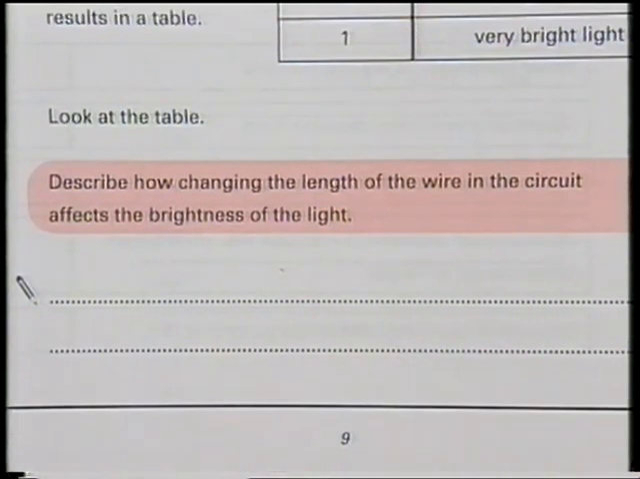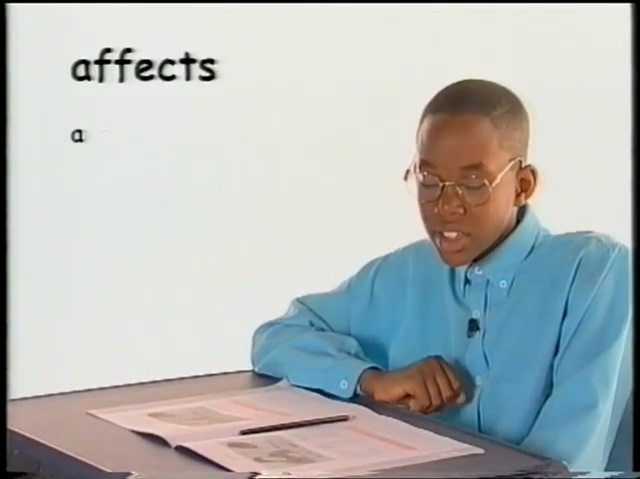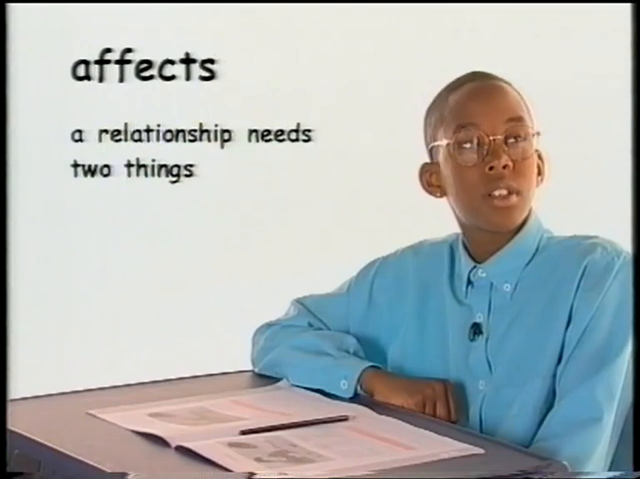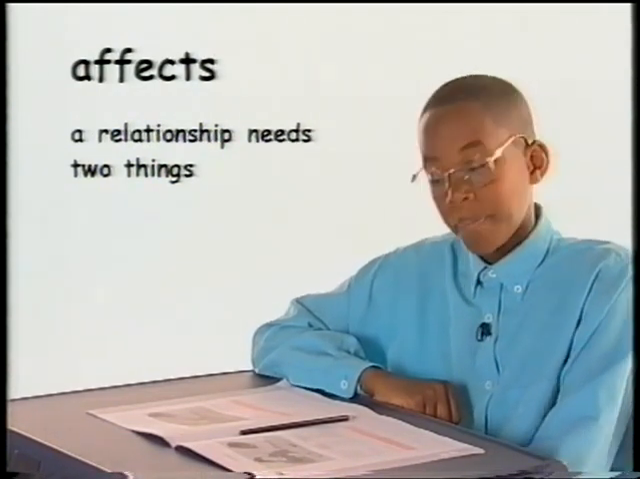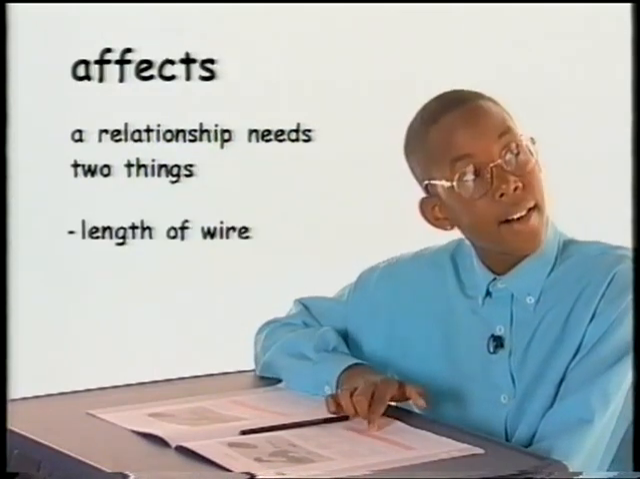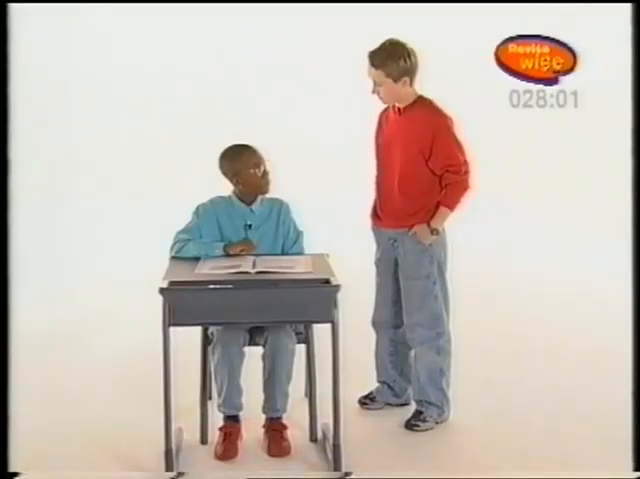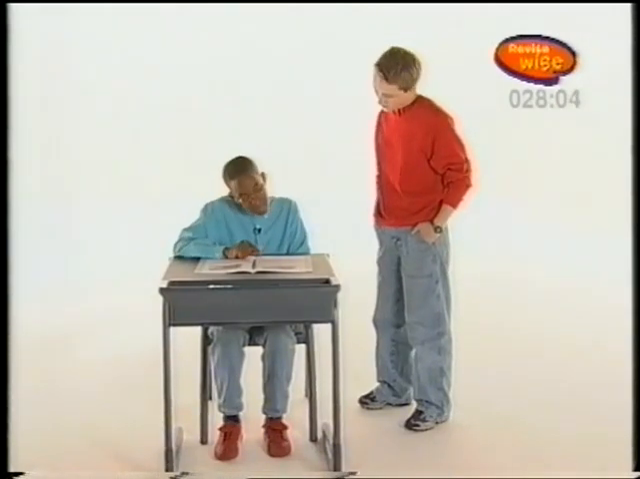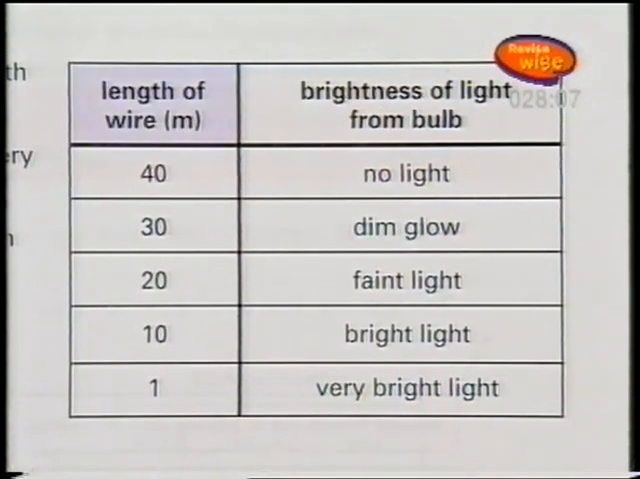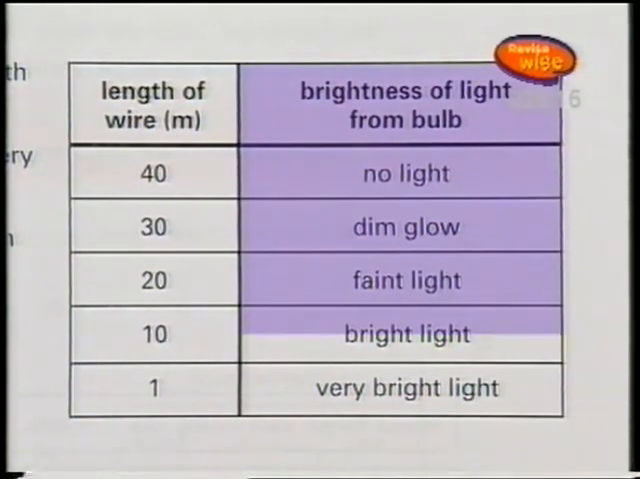Well, I'll try. Describe how changing the length of the wire in the circuit affects the brightness of the light. Right, it's got that word affects in it, so I know it's asking me to describe a relationship. Now, a relationship needs two things. Let's see if I can spot the two things it's asking me to relate together. Right, it's the length of the wire and the brightness of the light. And is there some evidence to help you work it out? Yep, there's a table just above it. Now, the length of the wire goes from 40 metres down to 1 metre. And the brightness of the light goes from no light at all to very bright light.